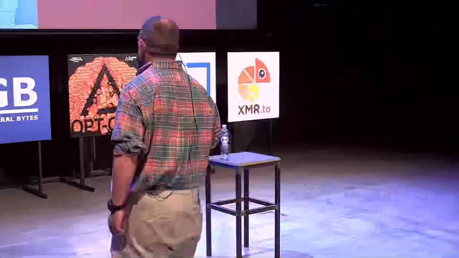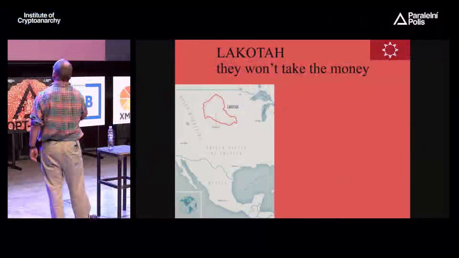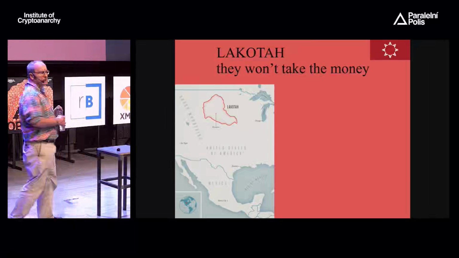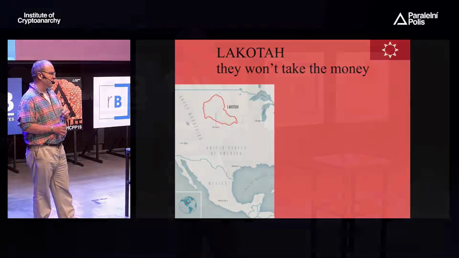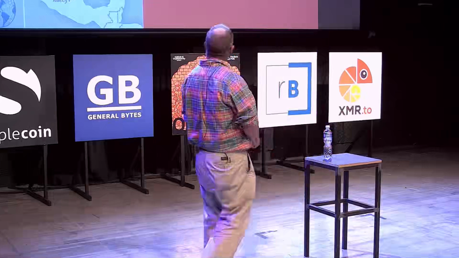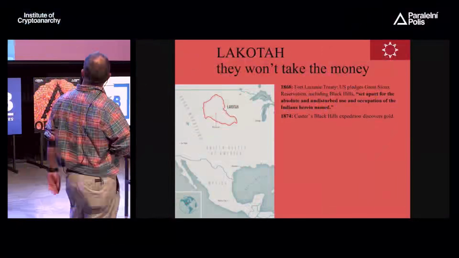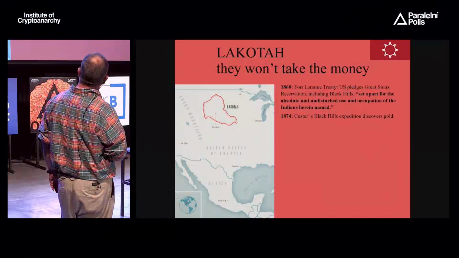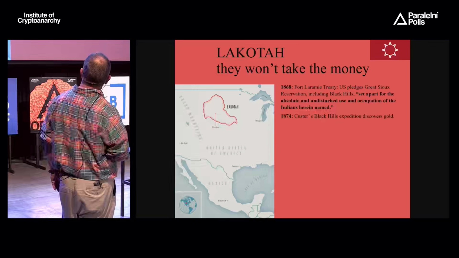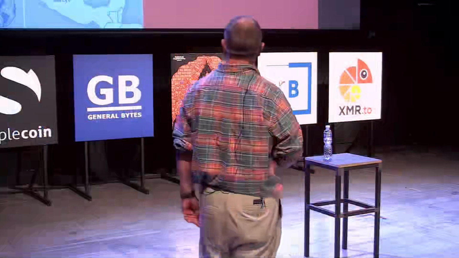But having a piece of paper doesn't always give you victory. I'll detail a much sadder example of Lakota, which, as you can see, is a great big area of territory slap bang in the northern center of the United States of America. And it's the homeland for the Lakota Sioux. Now, the Lakota Sioux had a piece of paper. They had a treaty with the US government in 1868 in which it said quite categorically that this land had been set apart for the absolute and undisturbed use and occupation of the Indians herein named, the Lakota Sioux.